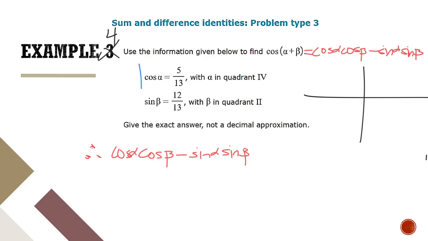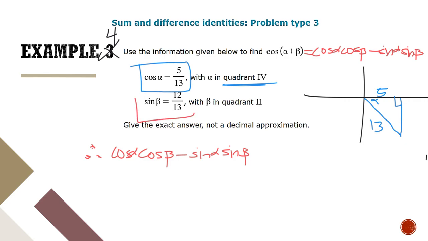But the idea is we have the cosine of alpha in quadrant 4. So if I look at this in quadrant 4, which is down here, we're going to draw a triangle. This is my angle alpha, and we know the adjacent is 5 and the hypotenuse is 13.